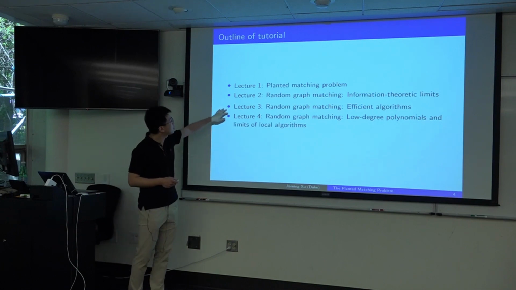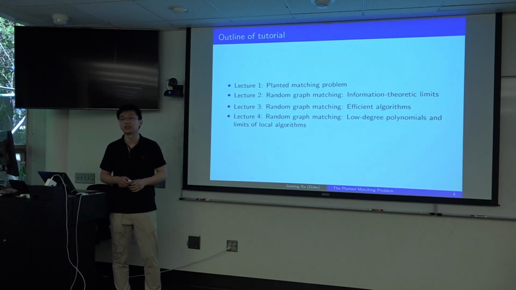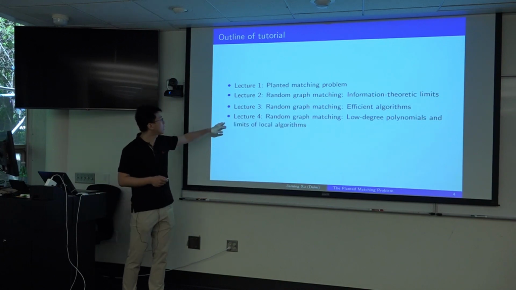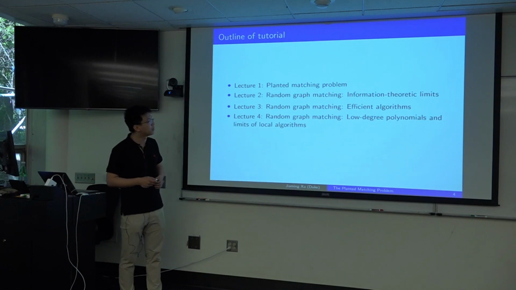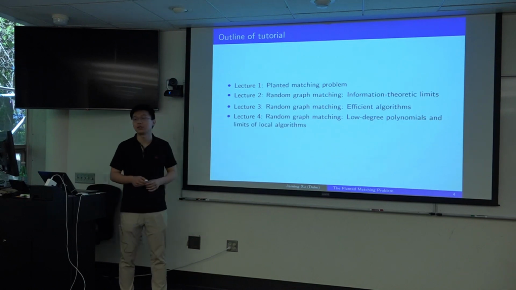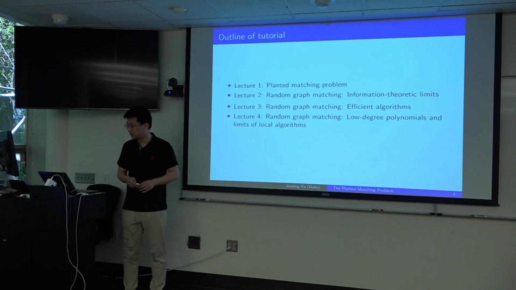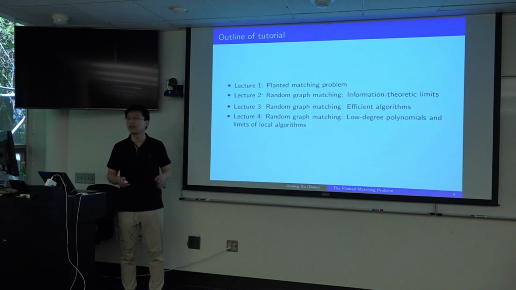Now in the third lecture, I believe that's on Thursday, we're going to talk about efficient algorithms for random graph matching. And then on Friday, I'm going to talk about some new ideas from the so-called low-degree polynomial approximations and also local algorithms. So the last two lectures are going to focus on efficient algorithm design. That's basically the overview of this tutorial. Any questions before I keep going?